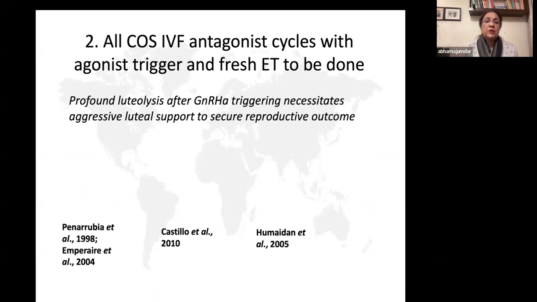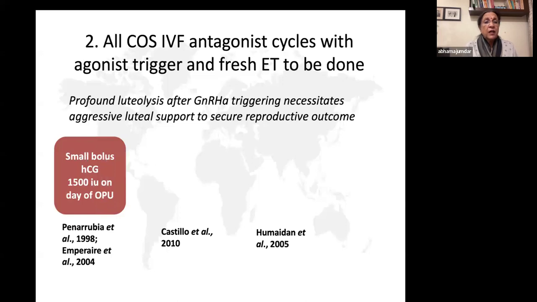Now, profound luteolysis happens. This I go on telling everyone after GnRH agonist triggering, because the effect is gone in 48 hours and the embryo is yet to arrive on the endometrium, and by that time corpus luteum lysis starts, and the cytokines are released which start destroying the endometrium. So we need to give aggressive luteal support to secure reproductive outcome.